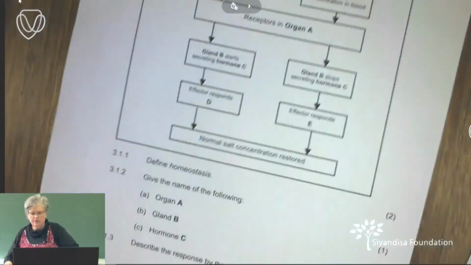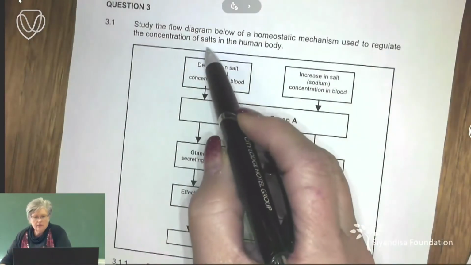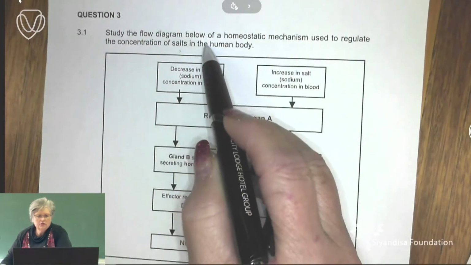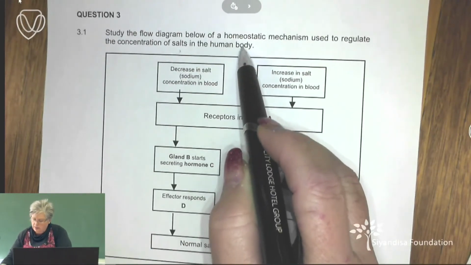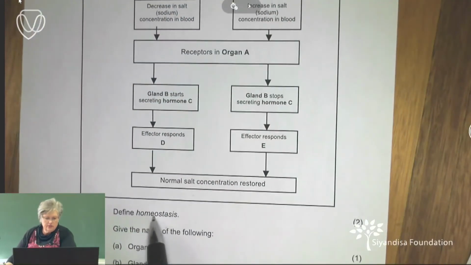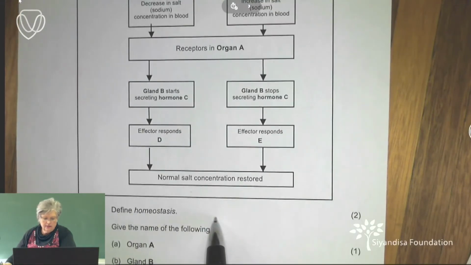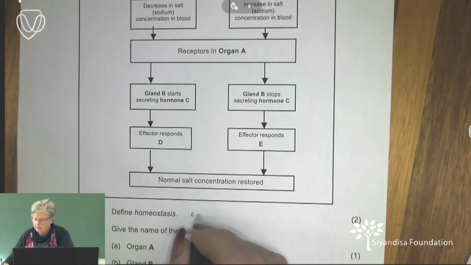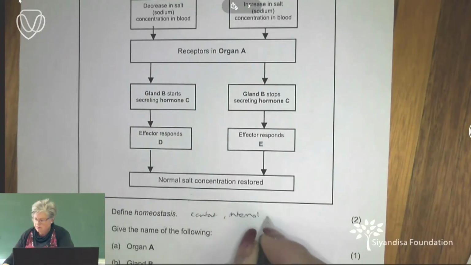Another question in a paper was this one. Study the following diagram of a homeostatic mechanism used to regulate the concentration of salt in the body. Okay. So define homeostasis. What is homeostasis? Homeostasis is where our body wants to maintain a constant internal environment. So your marks would have gone for constant internal environment. Okay, that's the 2 marks.